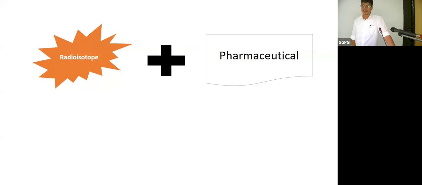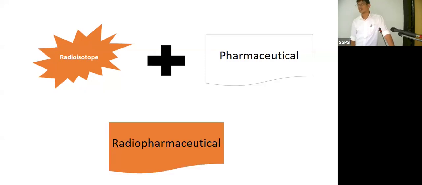Similarly, if you have pertechnetate, pertechnetate inherently has a structure like iodine. So pertechnetate and iodine both share a negative charge. Their hydrated molecule sizes are similar. So when you give pertechnetate, it is going to go inside the thyroid cells with the help of the sodium iodide importer. So you have a radiopharmaceutical now.